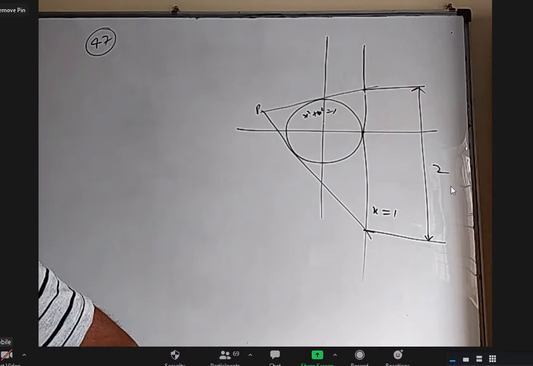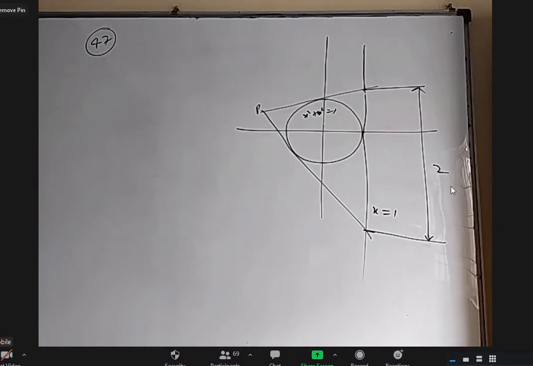Anybody else want to give any idea? Obviously, the first step will be to let P be x1 comma y1. After that, what? How to do it? I'm asking.